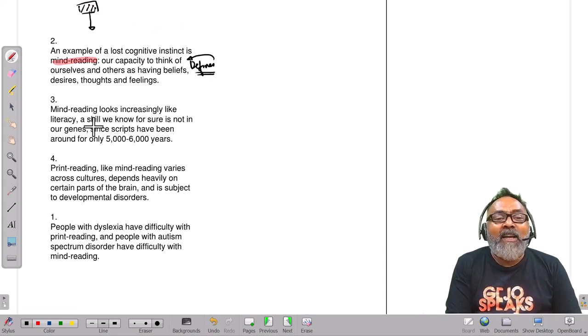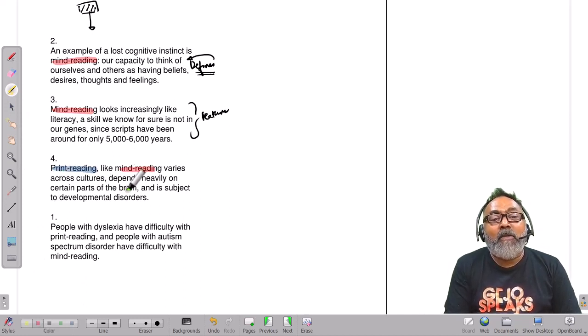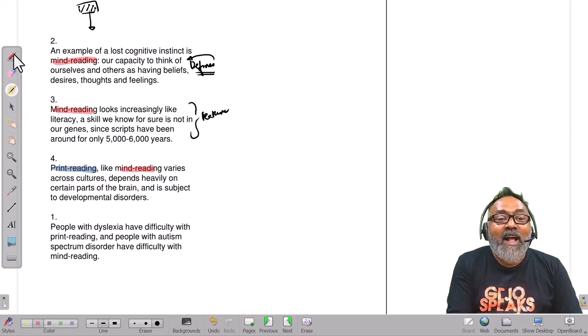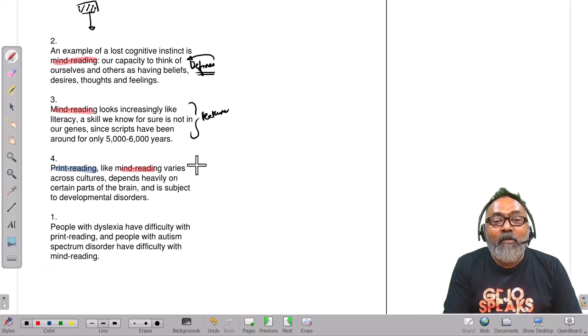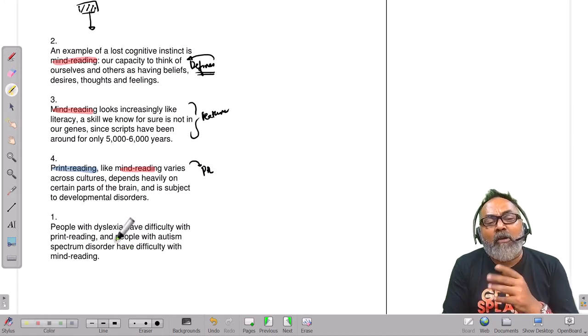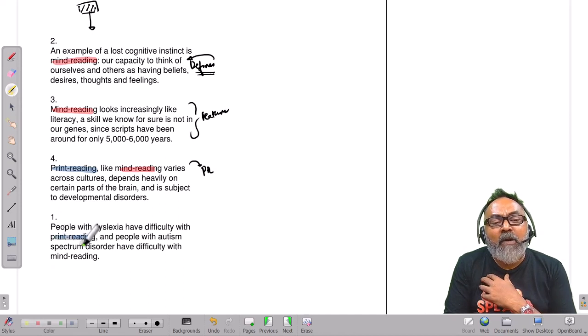Mind reading looks increasingly like literacy, a skill that we know. Some feature of mind reading is mentioned. Again, we have mind reading. Now a new kind of reading is introduced, print reading, and that is like mind reading. It varies across cultures, depends heavily on certain parts of the brain, and is subject to developmental disorder. And then it talks about a sentence that has a relationship: people with dyslexia have difficulty with print reading, autism has difference with mind reading.